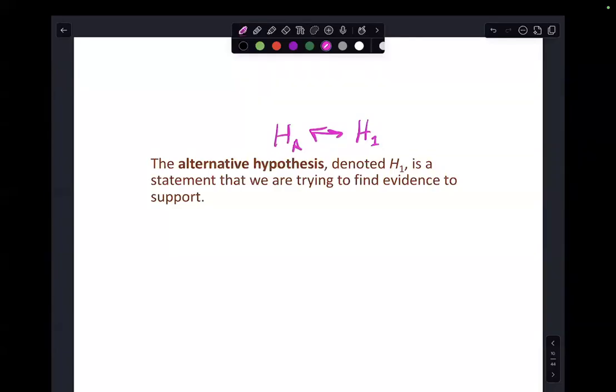So if I believe that cats sleep greater than 18 hours a day, my alternative hypothesis is cats sleep greater than 18 hours. So my alternative hypothesis is what I'm trying to prove, what I'm trying to find evidence to support. I'm trying to find evidence to show that my statement is true. So that's what the alternative hypothesis is. You'll see it both H sub A and H sub 1.